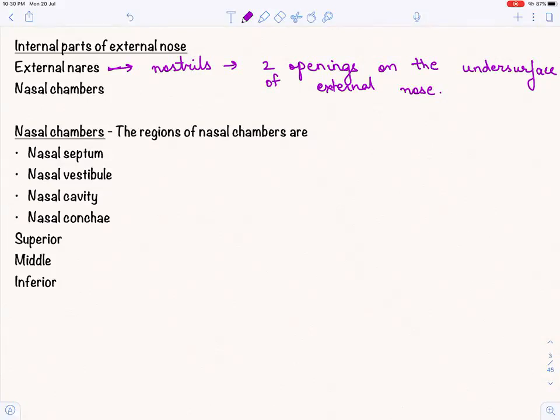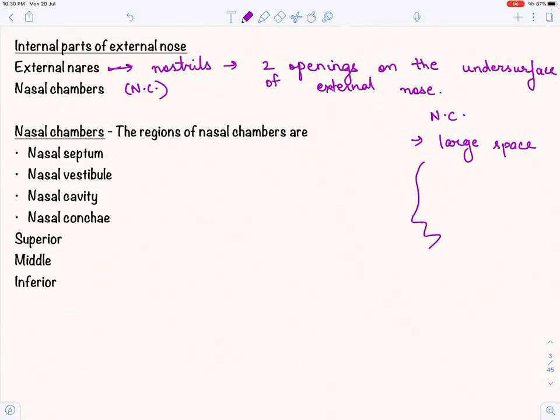Nasal chamber is a large space in the anterior aspect of the skull that lies inferior to the nasal bone and superior to the oral cavity, right? You will understand when I draw and write what we mean by nasal chamber.